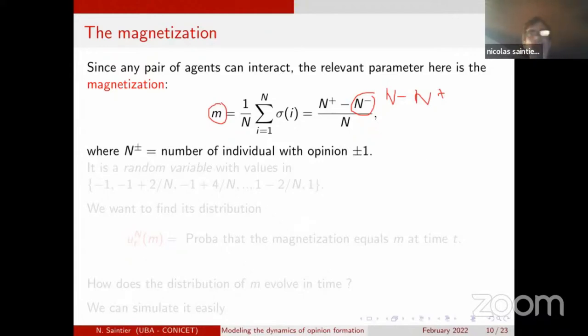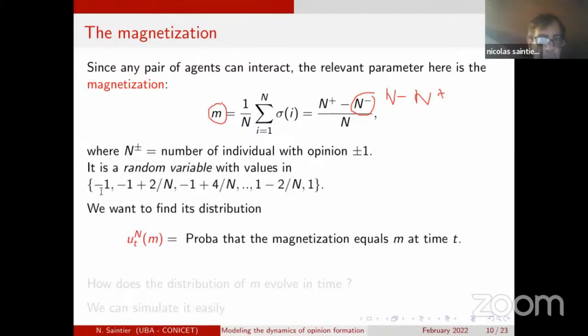So let's see. If you look at the dynamic, there is some kind of randomness in it, right? Because at every step of the dynamic, you pick at random two guys, or in the voter model, one guy, and you pick at random another guy, and this new guy will agree with its opinion. So there is some kind of randomness. So maybe it's not very good to think of M as a fixed quantity. Maybe it's better to think of it as a random variable, which takes values between minus one and plus one.